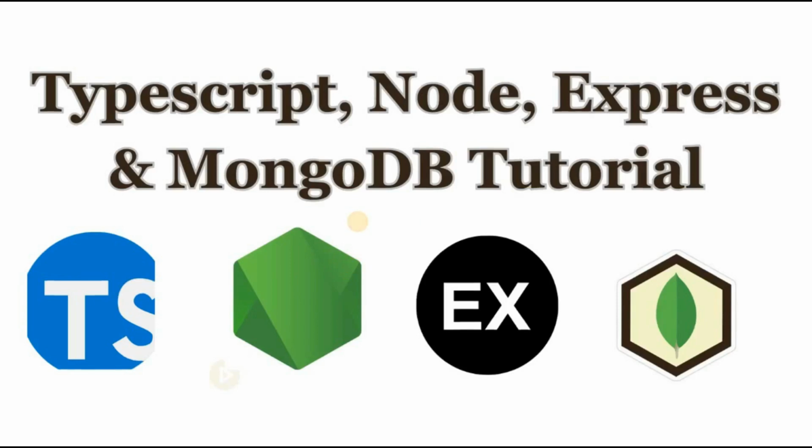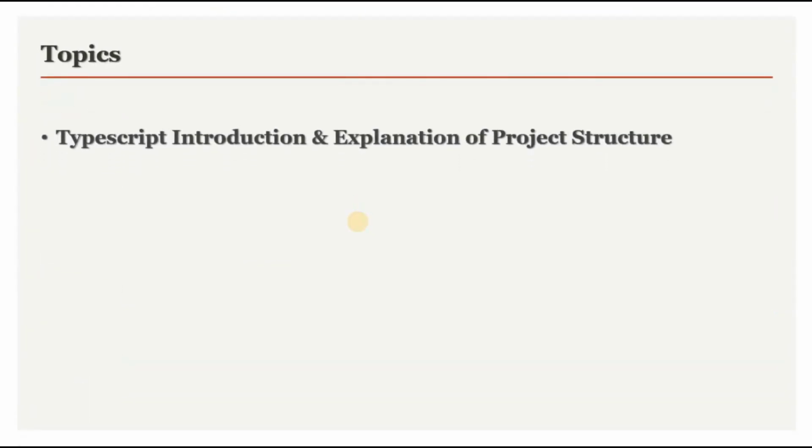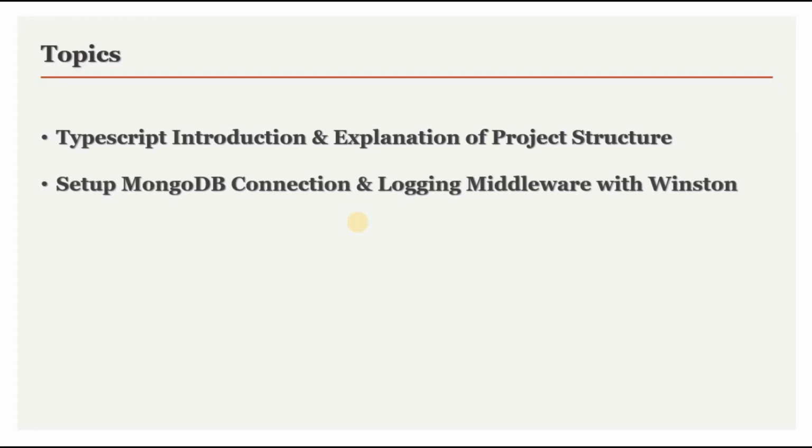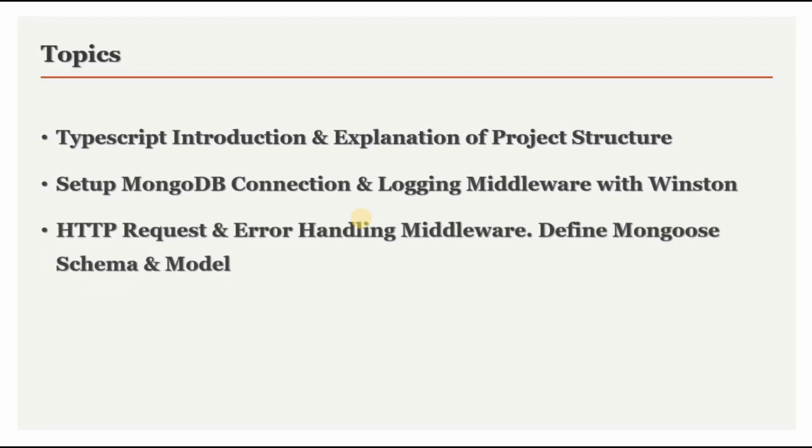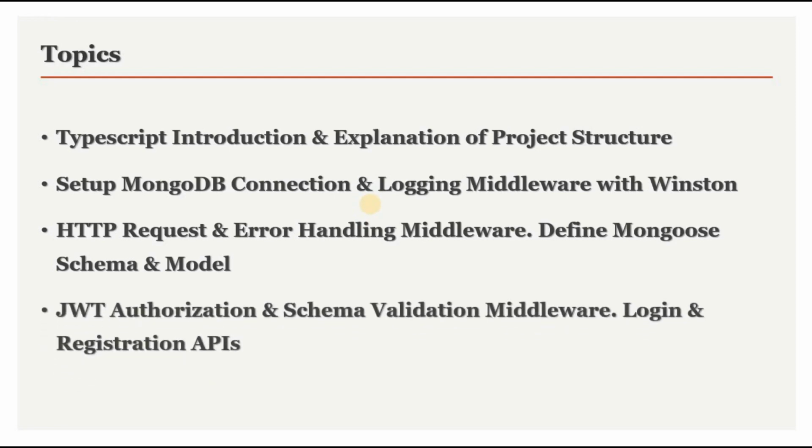In the previous videos of this series, we have seen the TypeScript introduction and explanation of the project structure. Next, we set up MongoDB connection and added logging middleware with Winston npm package. Next, we have added HTTP request and error handling middleware. Next, we defined the Mongo schema and the model in the project. Next, we added JWT authorization and schema validation middleware, and we also added the login and registration API.